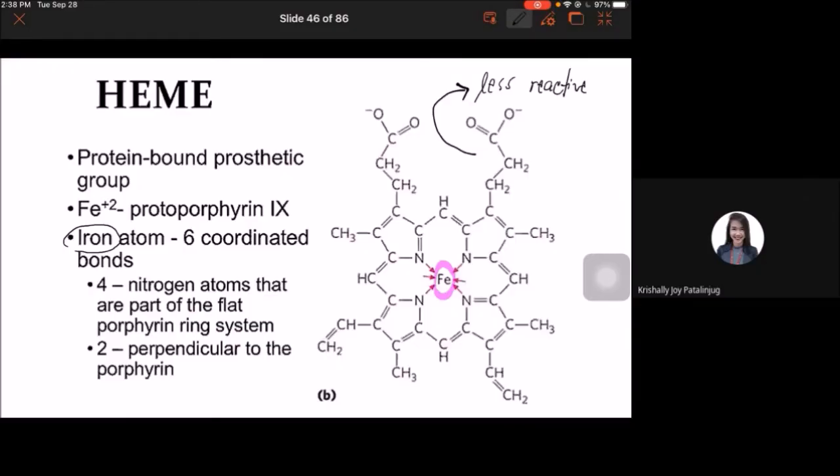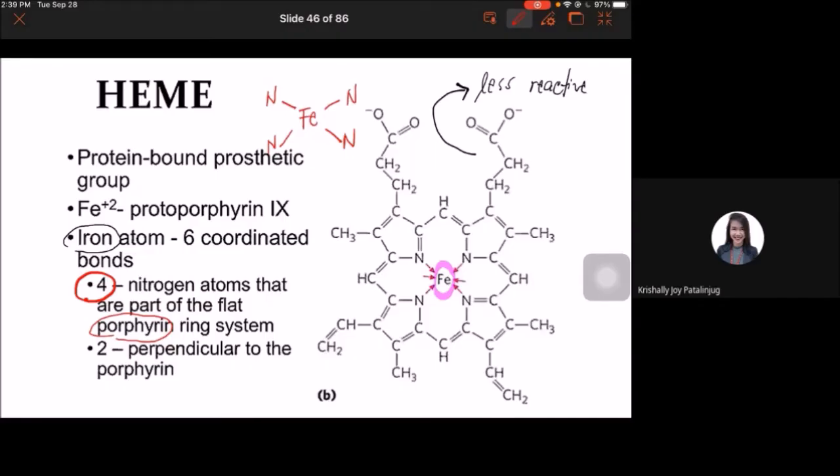6 coordinated bonds, kung saan yung 4 na bonds ay binubuo ng mga nitrogen atoms. Kumbaga, meron siyang 4 na kapitbahay na nitrogen atoms. Halimbawa, if this is the iron, meron siyang 6 na coordinated bonds. 4 dyan, nitrogen. Kapitbahay niya, nitrogen. Saan galing yung nitrogen? Sa structure ng porphyrin ring. Okay, galing yan sa porphyrin ring.